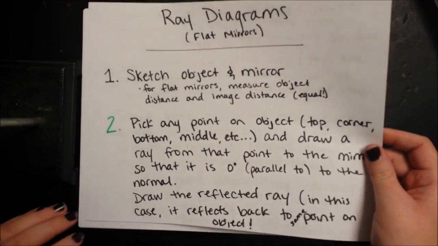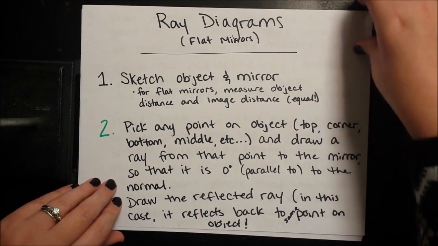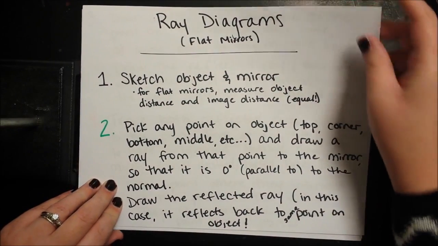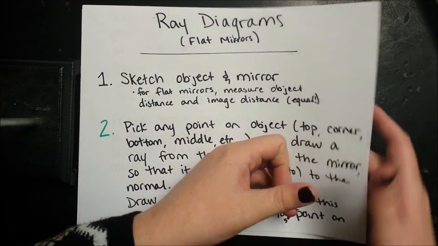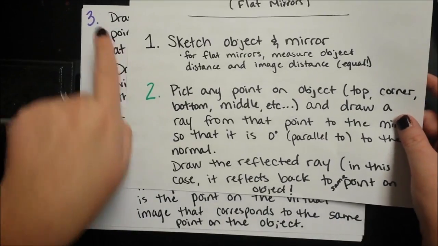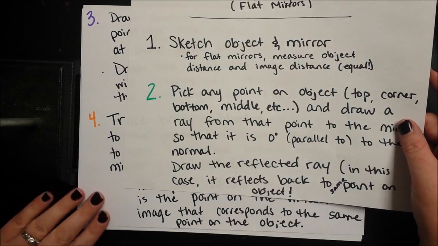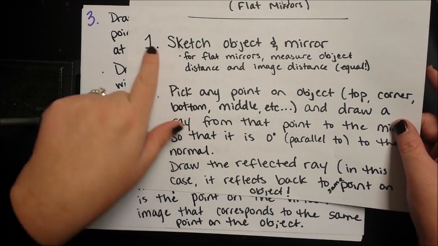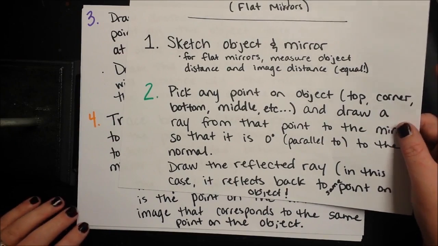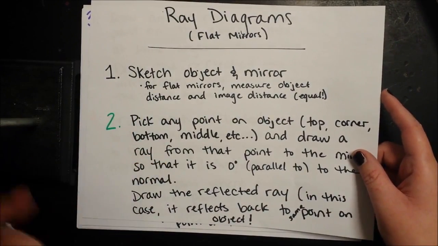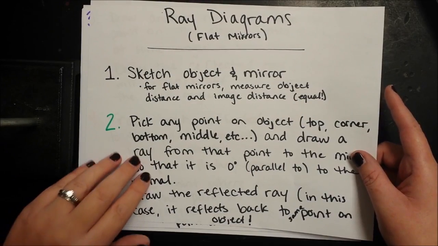Okay, so I've got the rules, and you'll notice I'm going to bring the rules back and forth in and out of the picture, but I have each step in a different color. The drawing that I'm going to use is going to use the same color as the step that it corresponds to. So the first step is just to sketch your object and the mirror. In this case, it's a flat mirror.